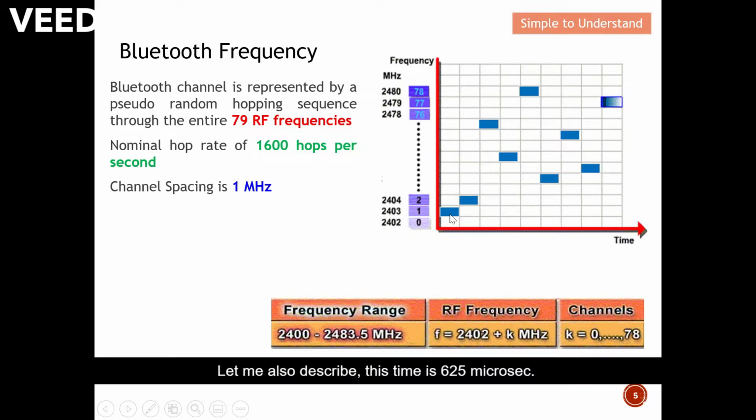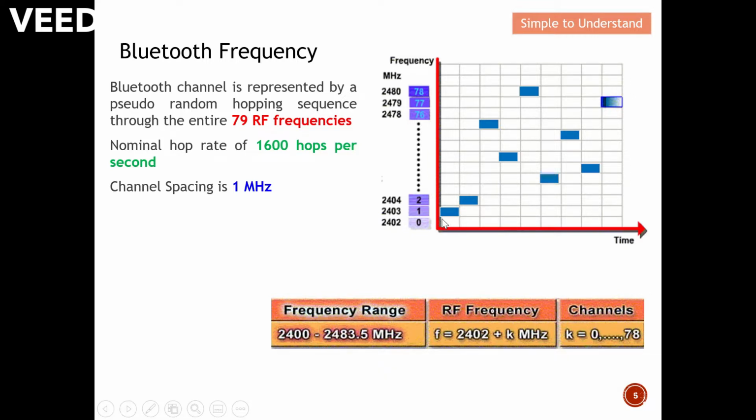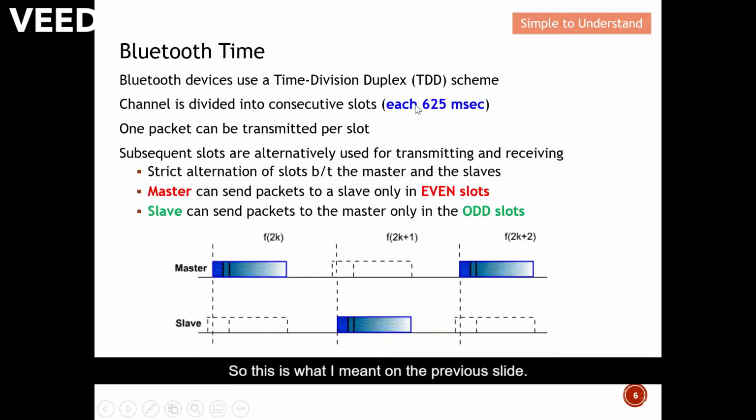Let me also describe this. This time slot is 625 microseconds. This is what I meant on the previous slide. Bluetooth uses time division duplex, and they occupy 625 microseconds here. The master sends all in the even slots, and the slave sends a message to the master all in the odd slots. So this is what it means here: the master sends in the even slots, and the slave sends the message to the master in the odd slots.